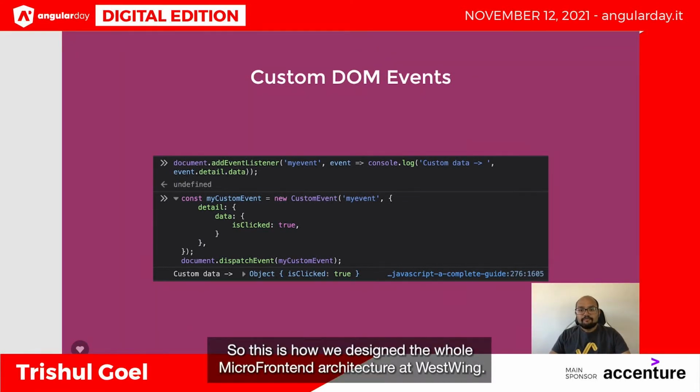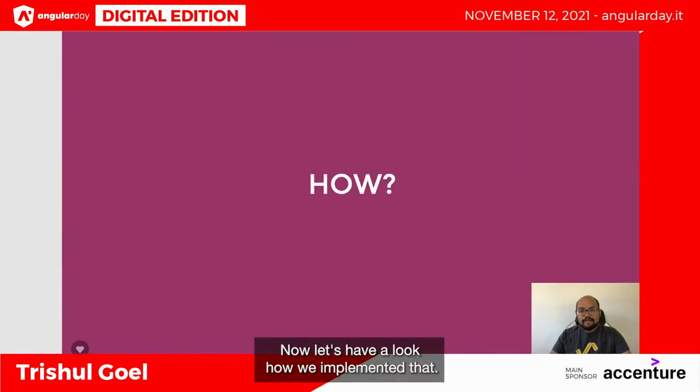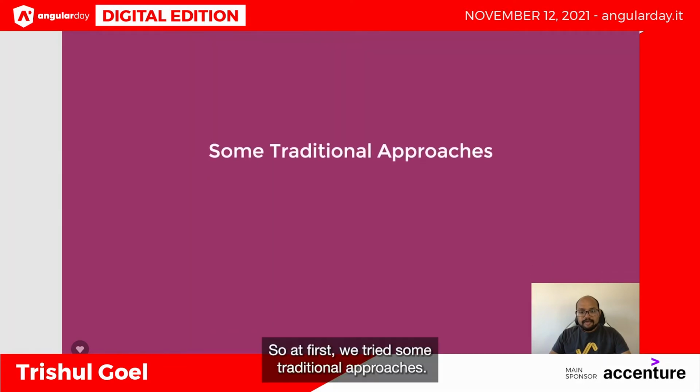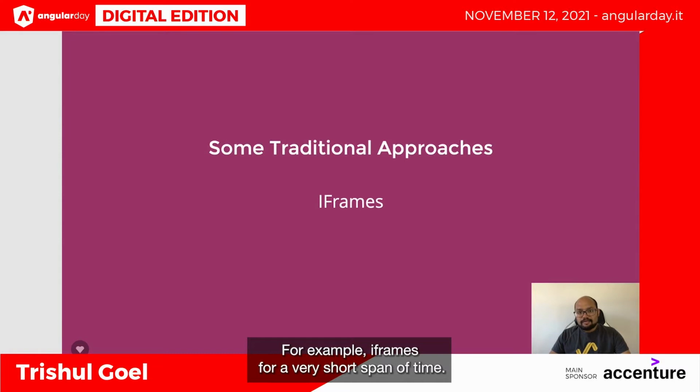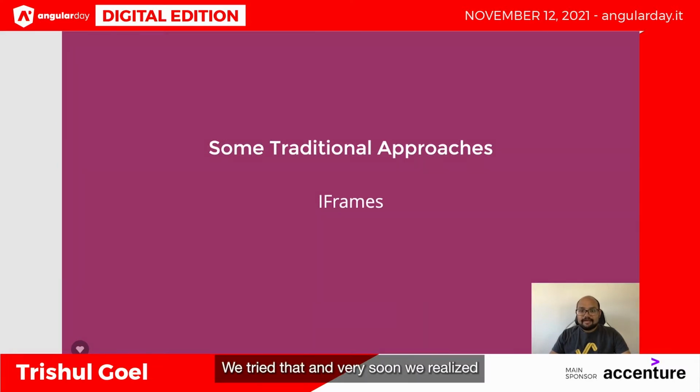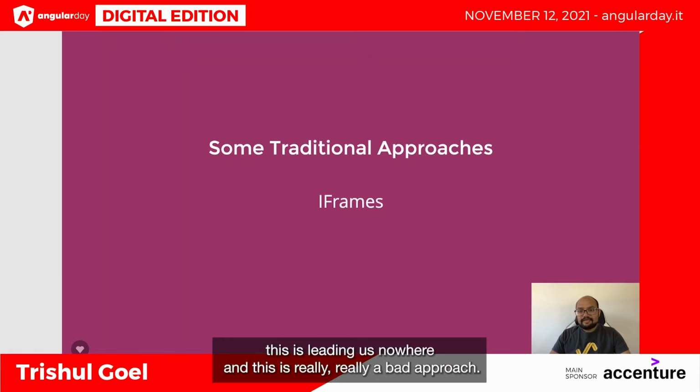So this is how we designed the whole microfrontend architecture at Westwing. Now let's have a look at how we implemented that. At first, we tried some traditional approaches, for example, iframes. For a very short span of time, we tried that, and very soon we realized this is leading us nowhere, and this is really a bad approach.